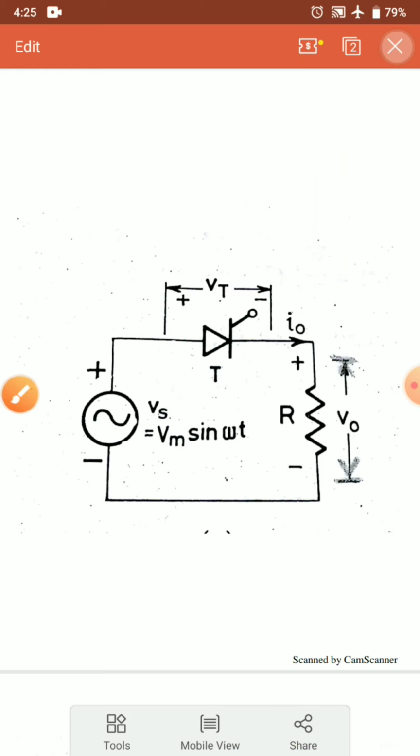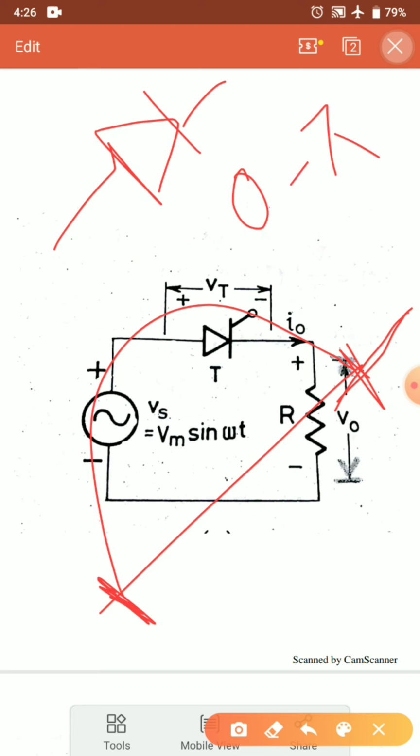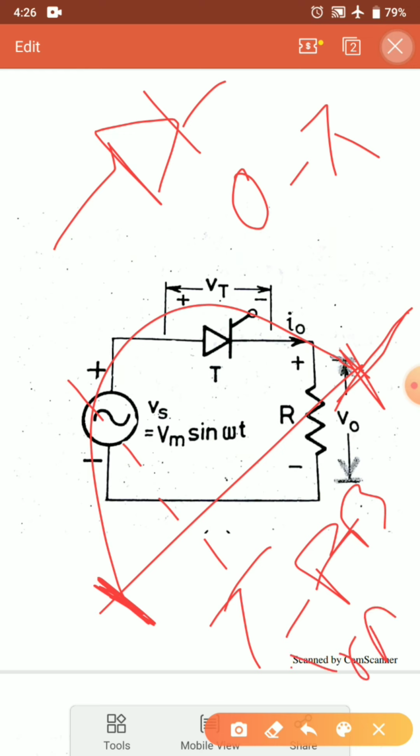Now moving further, we should know about one more thing, that is the firing angle. For example, if this is my positive half waveform and I had connected a diode, from 0 to pi my diode would conduct. But this is a thyristor. At instant 0, thyristor T is forward biased, but it is not turned on. For turning it on, I have to give a gate pulse. So I am giving a gate pulse at this instant, and at that instant my thyristor will turn on.